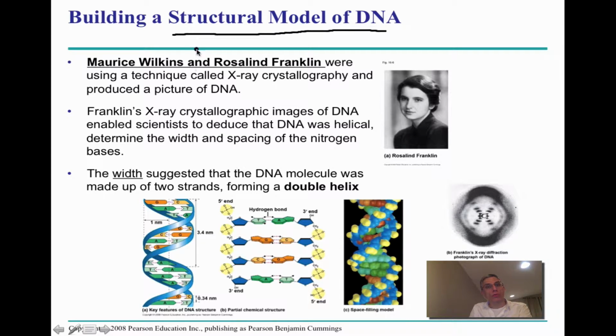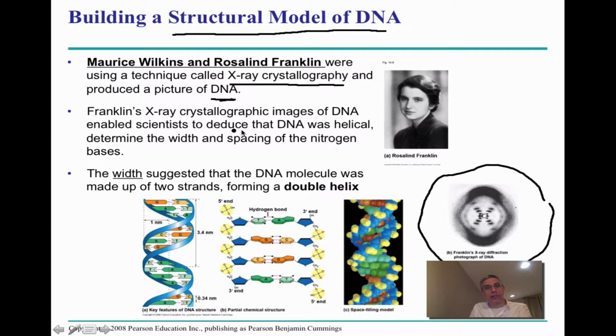The first 2 we're going to look at are 2 people by the name of Maurice Wilkins and Rosalind Franklin. Now they were famous because what they had done is they had actually taken a picture of DNA, and you can see the picture down here towards the right. Now this picture was taken using a special process called X-ray crystallography.